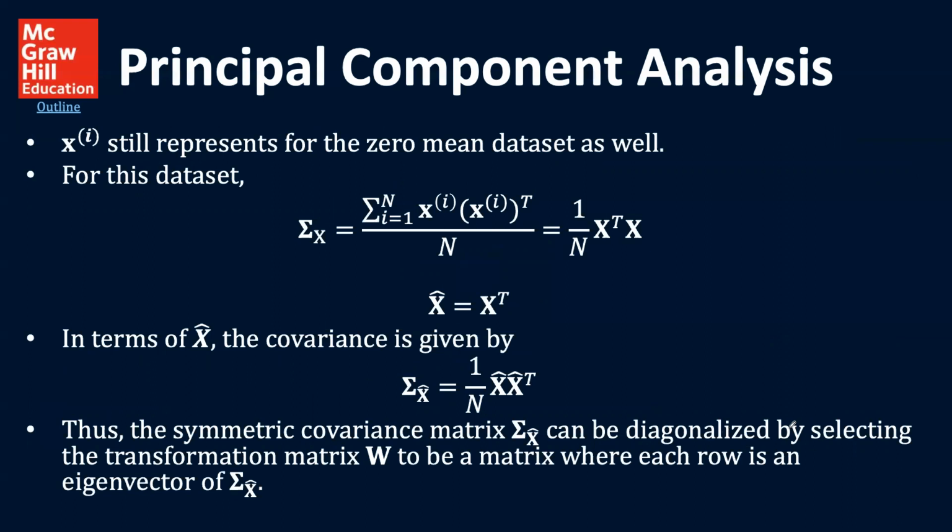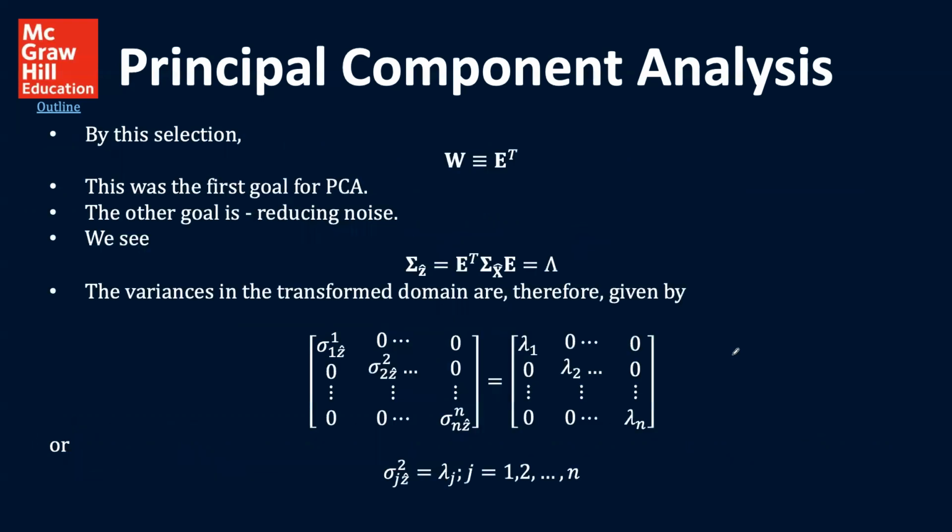For this data set, we have this equation for sigma x. In terms of x hat, the covariance is given here by this equation. Thus, the symmetric covariance matrix sigma x hat can be diagonalized by selecting the transformation matrix W to be a matrix where each row is an eigenvector of sigma x hat. By this selection, W equals E transpose. This was the first goal for principal component analysis.